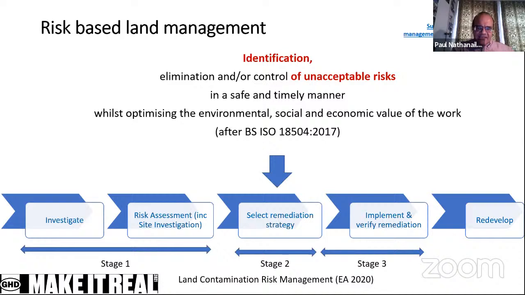But in the land contamination context, risk-based land management, a concept that emerged really in the 1990s across Europe through the work of European networks like CARACAS, the Concerted Action on Risk Assessment of Contaminated Sites, the follow-on work from CLARINET, CABERNET, the network that I was involved in, NICOLE, and so on. So risk management involves a systematic process of identifying unacceptable risks and then eliminating or controlling them, and doing that in a safe and timely manner.